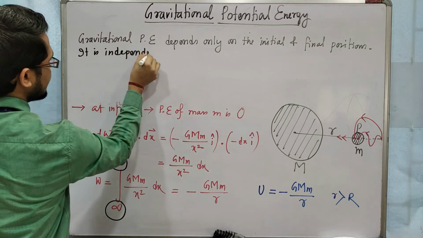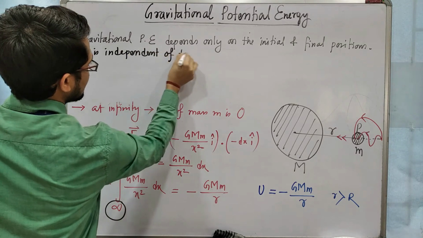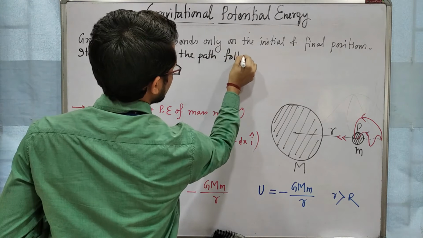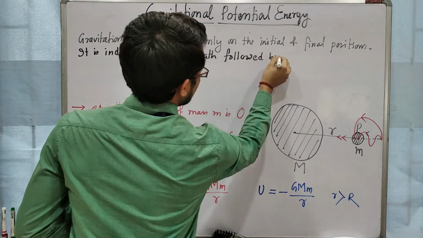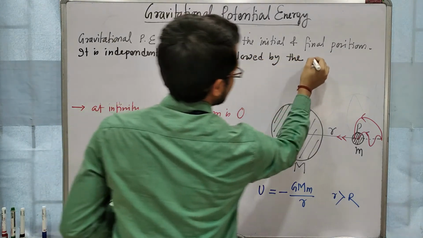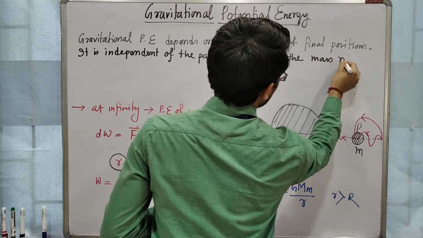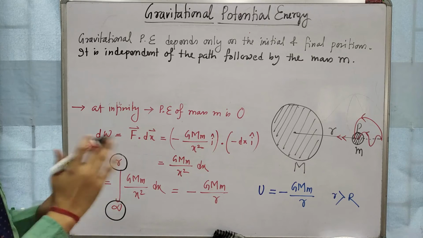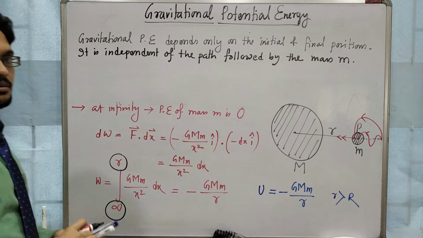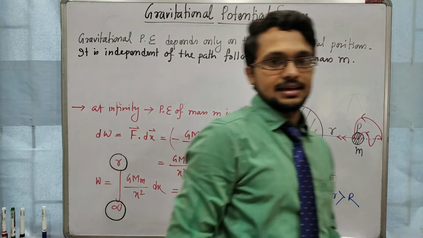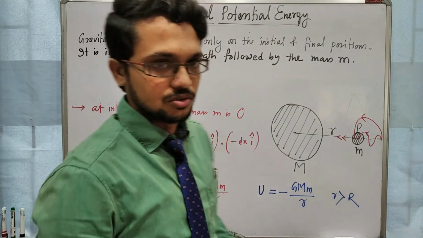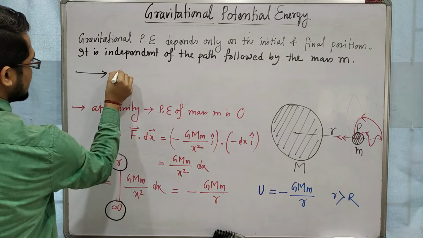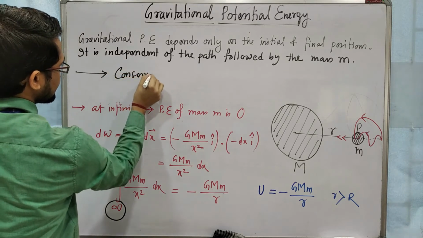It is independent of the path followed by the mass small m, right? For this reason, one very important point I told in the characteristic of gravitational force, that is conservative force. So for this reason it is called conservative force.